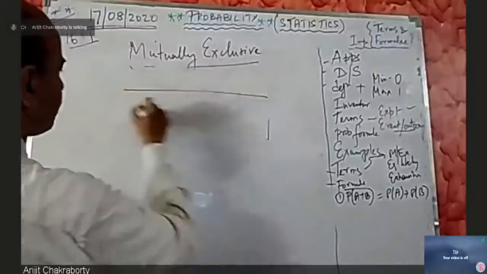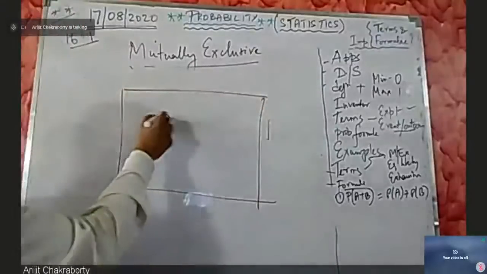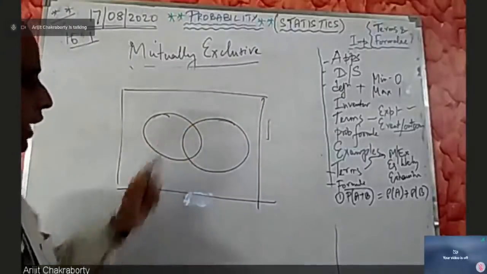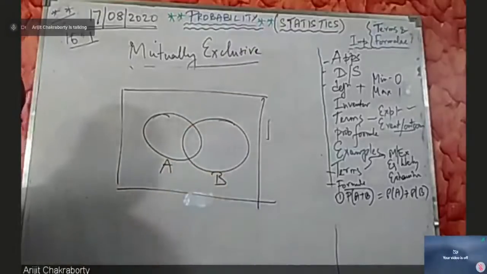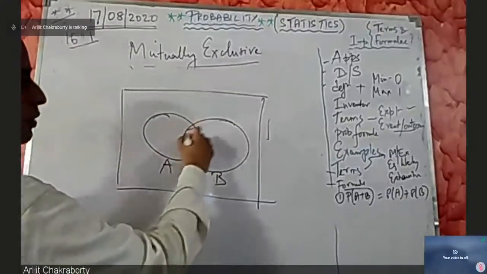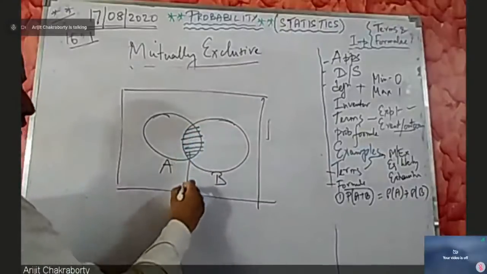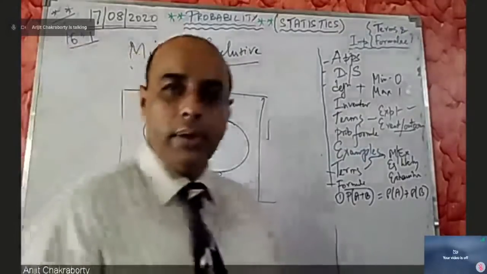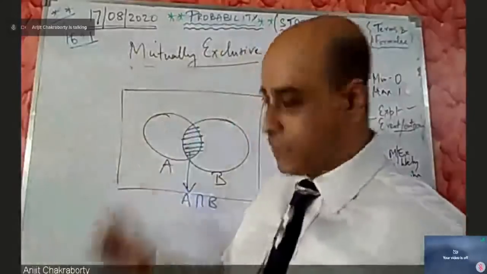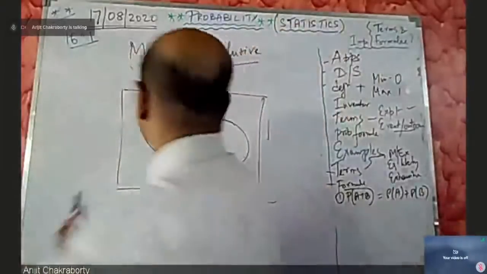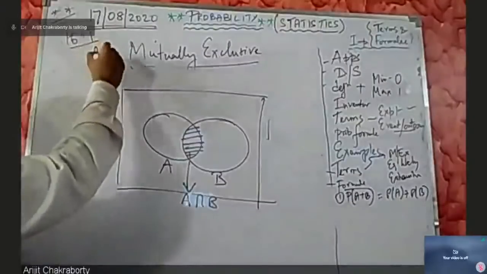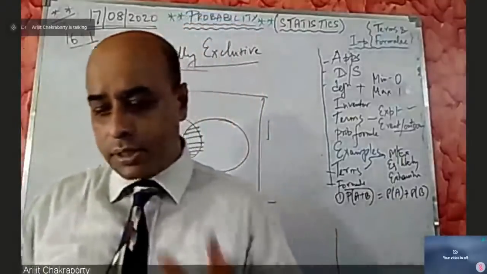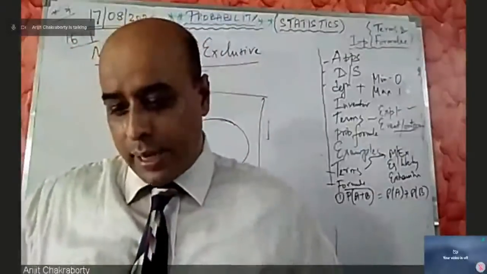So in case of two events which are not mutually exclusive, it shall be like this, A and B. And there is a common point. This part is A intersection B. Now, what can be an example of these are non-mutually exclusive events? It is not mutually exclusive.